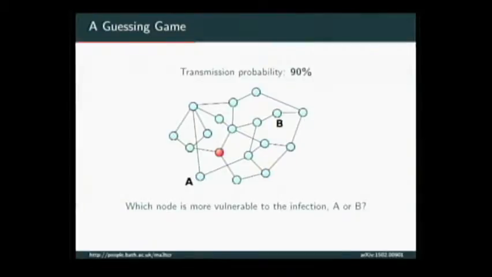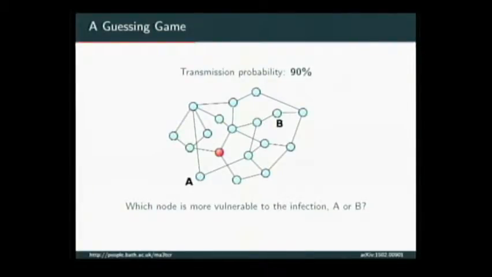I want you to have a look at this network and this seed node for the disease, and I'd like you to decide whether you think node A or node B is more at risk of catching this disease, okay? I'm going to give you a couple of seconds to think, and then you have to vote. All right, so put your hand up if you think A is more likely to get sick. All the way up. Okay, put your hand up if you think B.